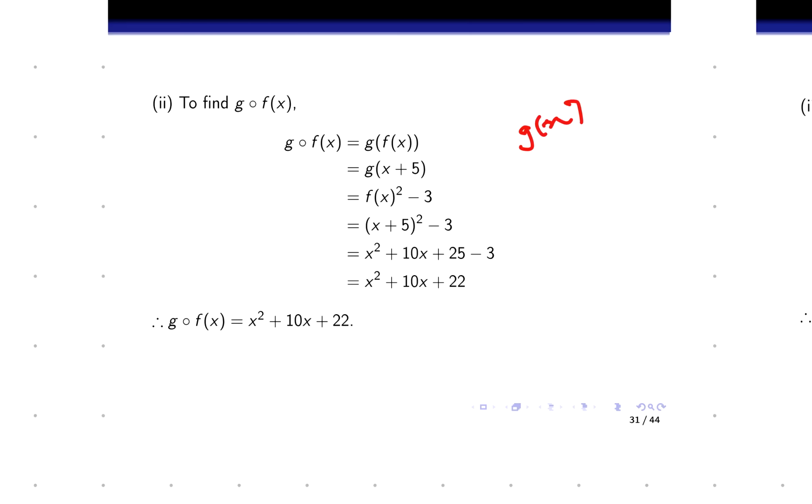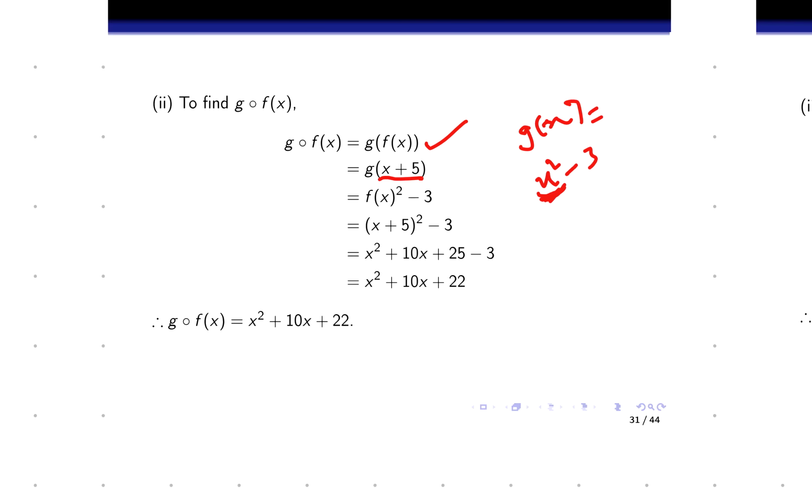Then f of x is going to take the place of this x now, where x was. So f of x itself is x plus 5. So look at what I did here. I say g of f of x, so f of x is x plus 5, and you have g of x plus 5. Normally g of x is x squared minus 3, so x plus 5 is going to take the place of x. So you have x plus 5 squared minus 3.